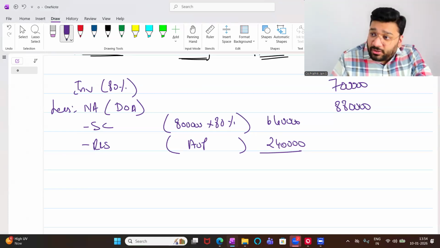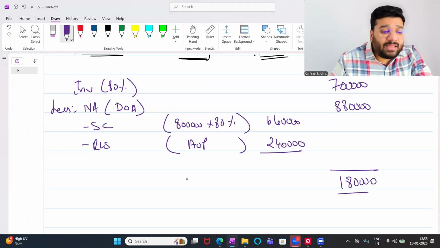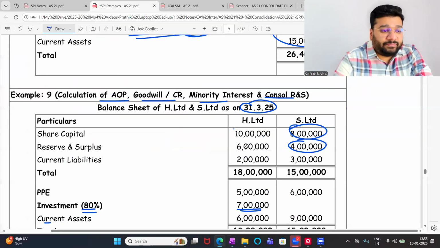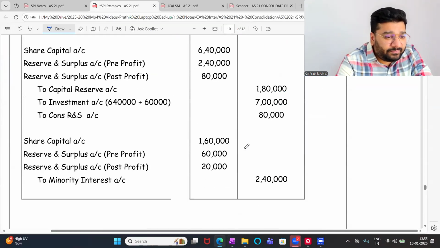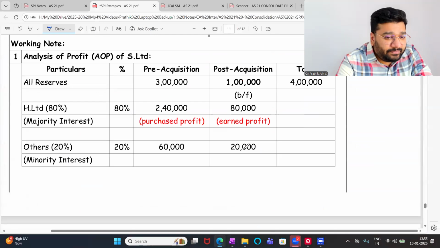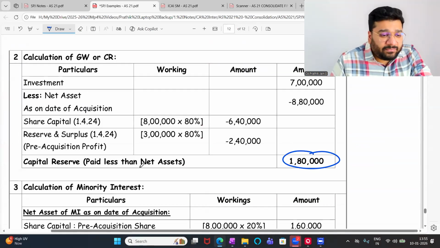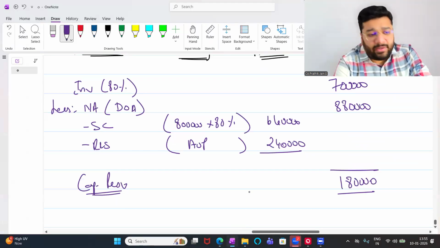So in total, what did we get, people? 8,80,000 worth of assets you got. But how much did you pay? Only 7 lakh. Oh, what a deal, man. You paid less, 80,000 less. That is your gain. Capital reserve. Oh my God. Lucky fellow. 80,000 capital reserve. Paid less than the net asset acquired.